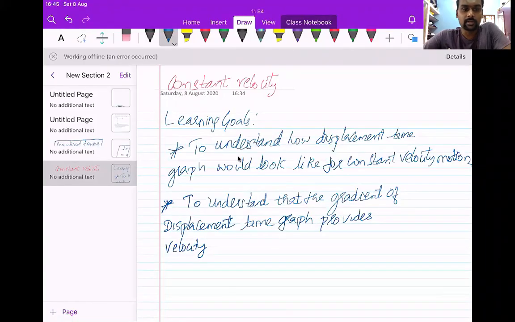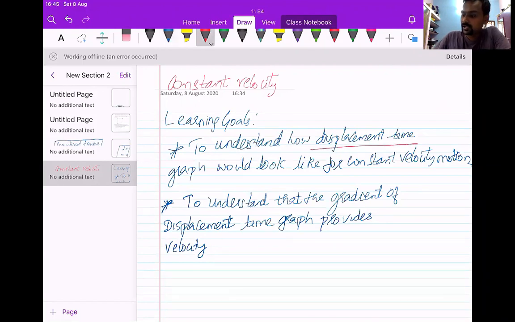We'll be trying to address two learning goals in this video. The first one being to understand how displacement time graph would look like when the velocity is constant. The second one is to understand that the gradient of displacement time graph actually provides us velocity.